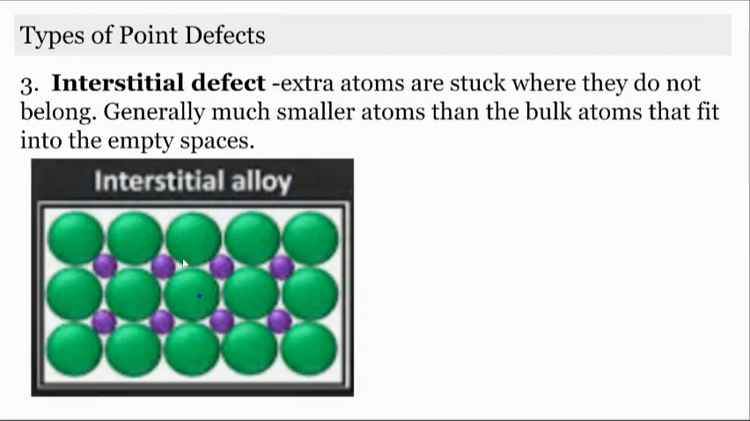And finally, the third type of point defect is an interstitial defect. That's when extra atoms are stuck where they don't belong. Generally, these extra atoms are much smaller than the bulk atoms, and they fit into some of the empty spaces. So this is an interstitial alloy, and we can see the bulk atoms are the green atoms, and our extra atoms, which are stuck in places they don't belong in the crystal lattice, are the purple atoms in the picture.